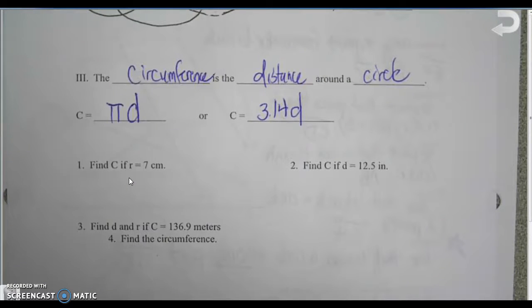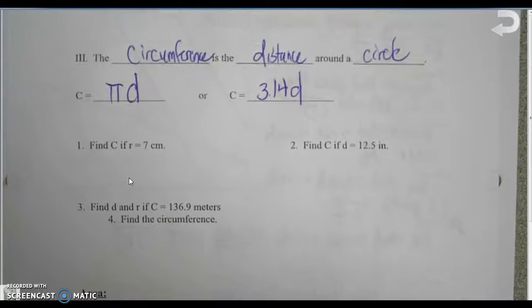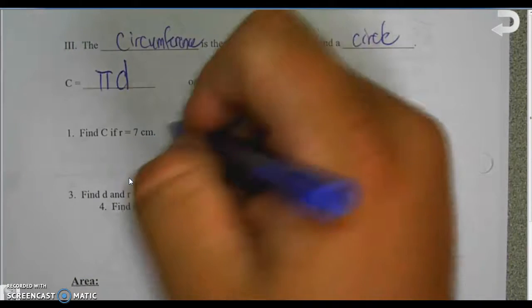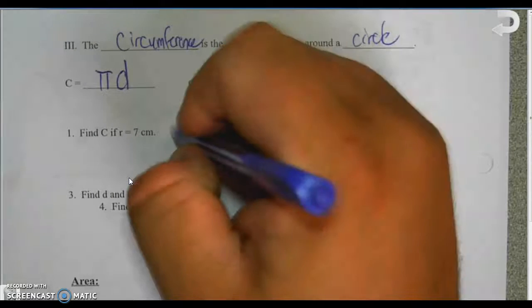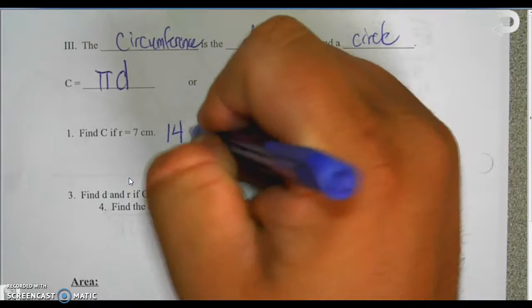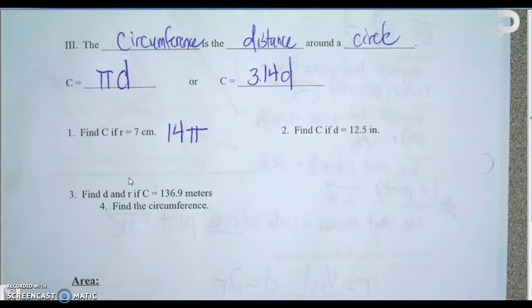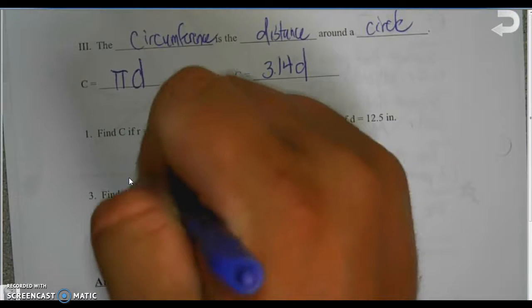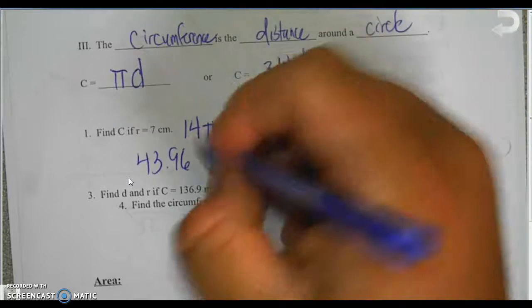So, question number 1 says find the circumference if the radius is 7. Well, the radius is 7, that's great, but what we need to do is 14 times pi. And so that we get 43.96 centimeters.